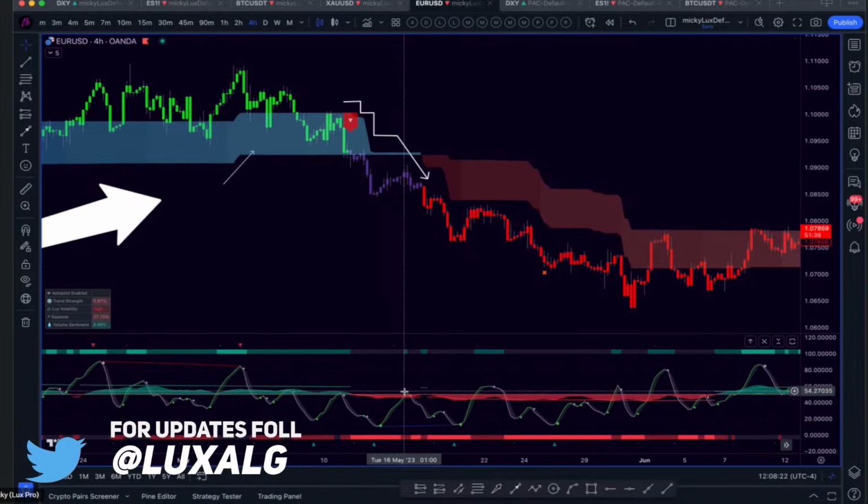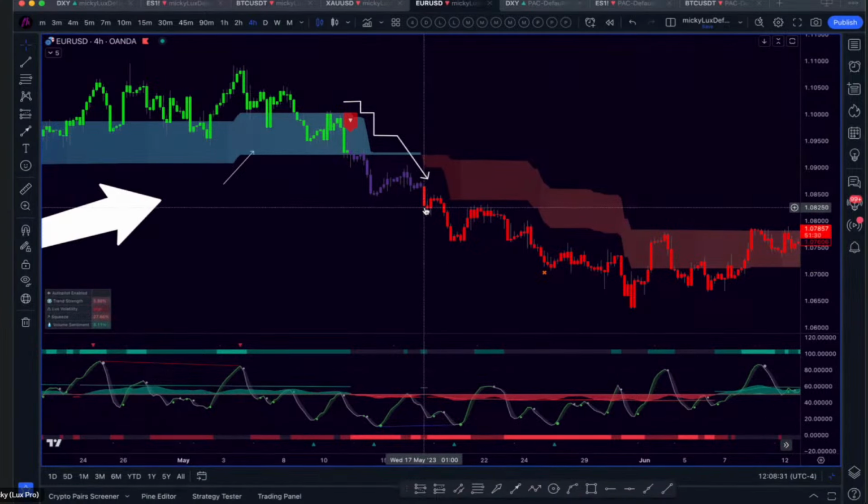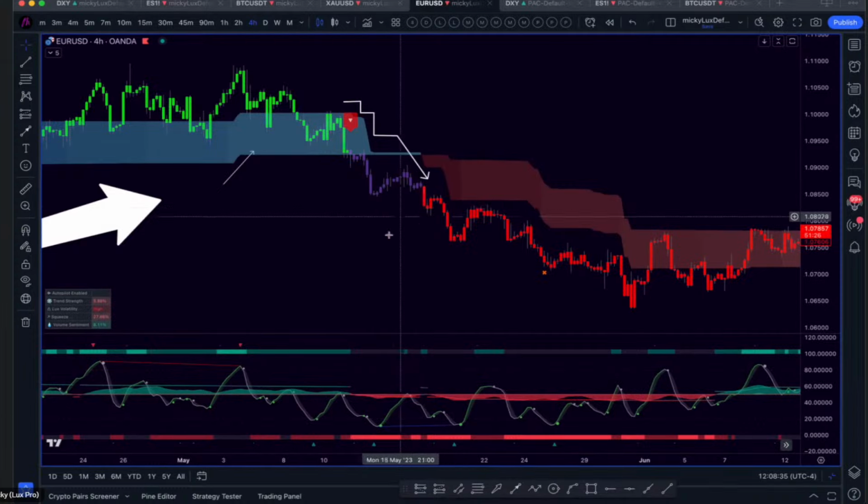Doesn't have the strength to change this. Now it's going back down. Get out of town, right? This is where you need to get out of town. Once you see the red candle, LuxAlgo confirmation coloring, simple candles, get out of town, right?